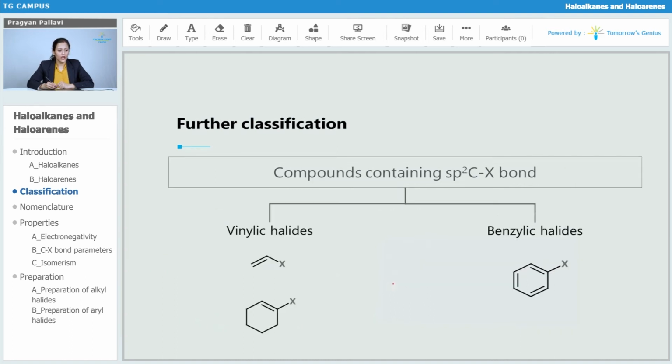Now the compounds containing the sp2 hybridized C-X bond can be further classified into vinylic halides and aryl halides. So here we have this sp2 hybridized carbon, and this is also an sp2 hybridized carbon. Since the halogen is directly attached to these sp2 hybridized carbons, these are classified as vinylic or aryl halides.